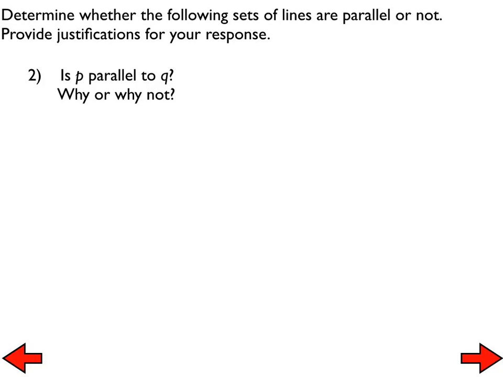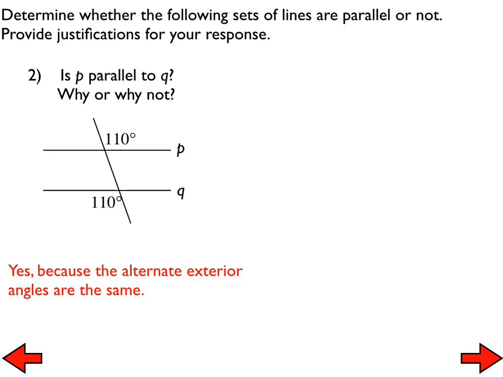So the question here is this: is P parallel to Q? Why or why not? Well, I can see from the picture there, because of the 110 degree angle and the 110 degree angle, that those lines must be parallel to each other. And the reason is because those two angles are alternate exterior angles. And if lines are parallel, alternate exterior angles are congruent to each other. So yes, they're parallel because the alternate exterior angles are the same.